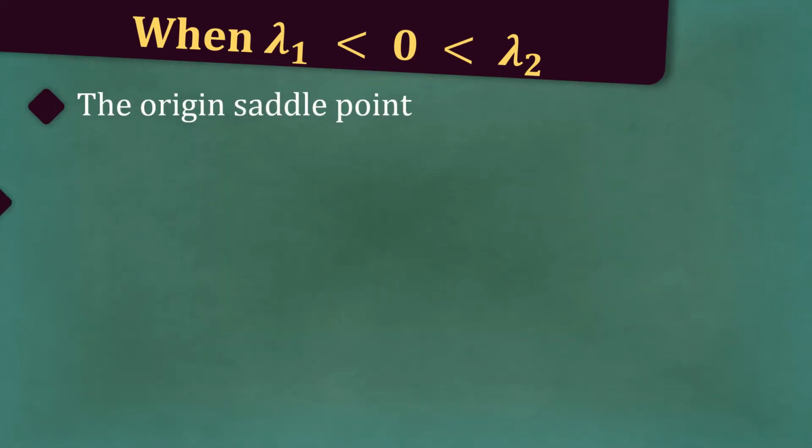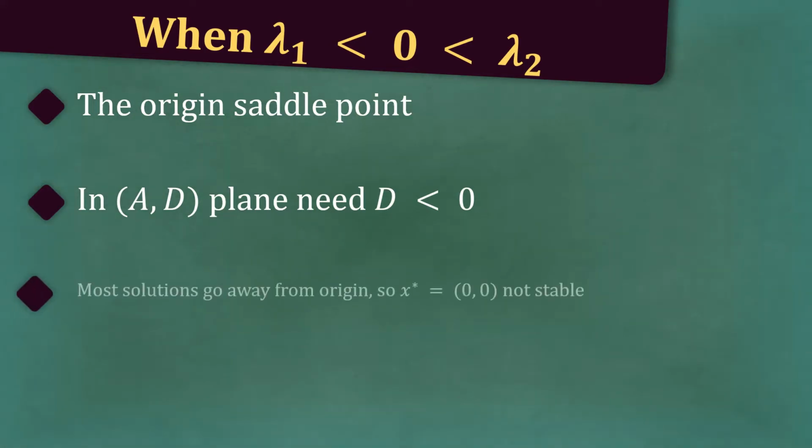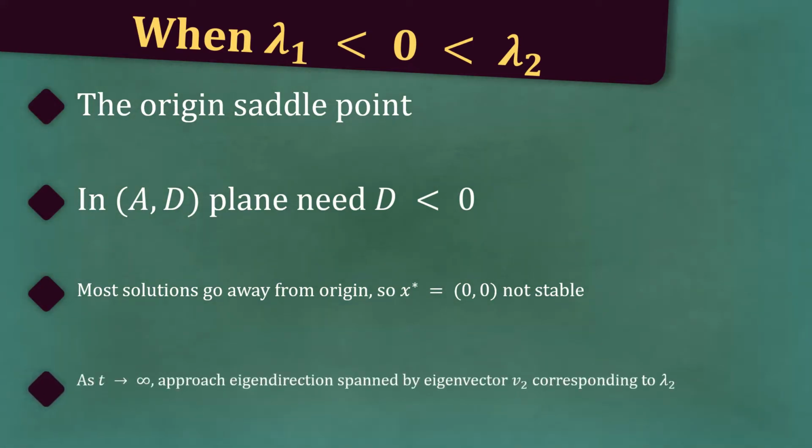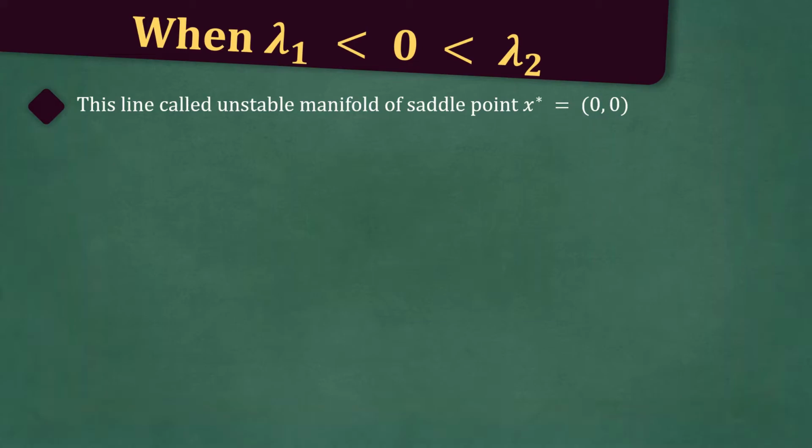Then, let's consider lambda 1 less than 0, but lambda 2 greater than 0. The origin is then a saddle point. In the ad plane, we need d to be negative. Most solutions go away from the origin, so x star equaling 0, 0 is not stable. As t tends to infinity, they approach the eigendirection spanned by the eigenvector v2, corresponding to the positive eigenvalue lambda 2. This line is called the unstable manifold of the saddle point x star equal to 0, 0.